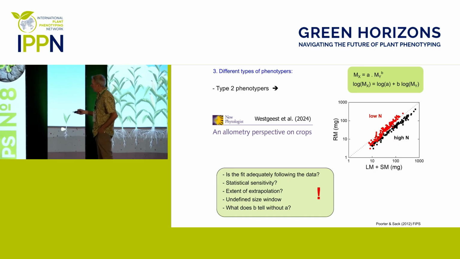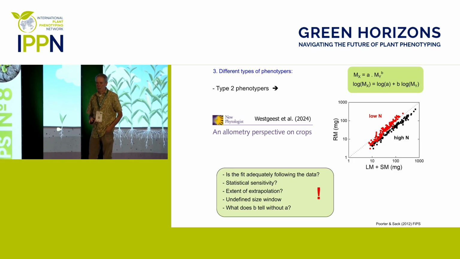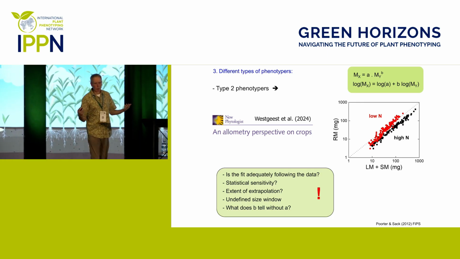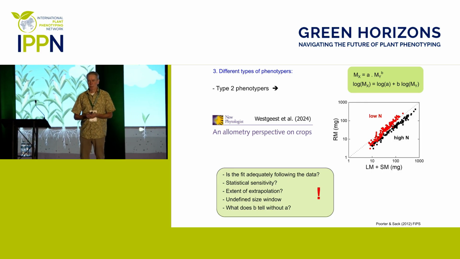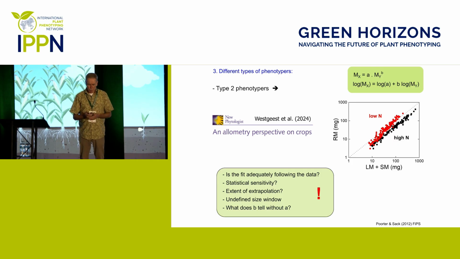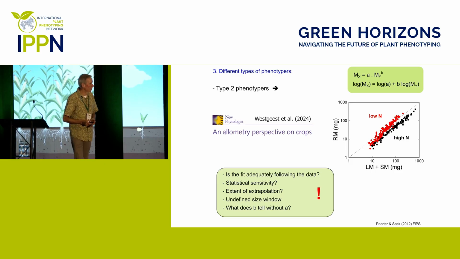And here you see such an allometric plot. So I plotted here the leaf mass plus stem mass on the x-axis and the root mass on the y-axis. And here you see exactly the same data as in the graph before, with the low-nitrogen plants in red. And you see that for every shoot mass, there is a difference between the plants growing at high nitrogen and at low nitrogen, right? And basically, this approach of the type 2 phenotypers will give, in clear situations, the same results as when you do the type 1 phenotyping. But when things are less clear, then it becomes a little bit tricky.